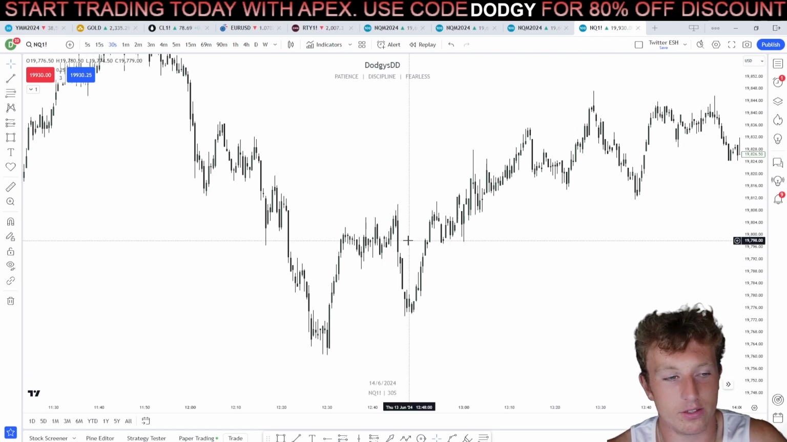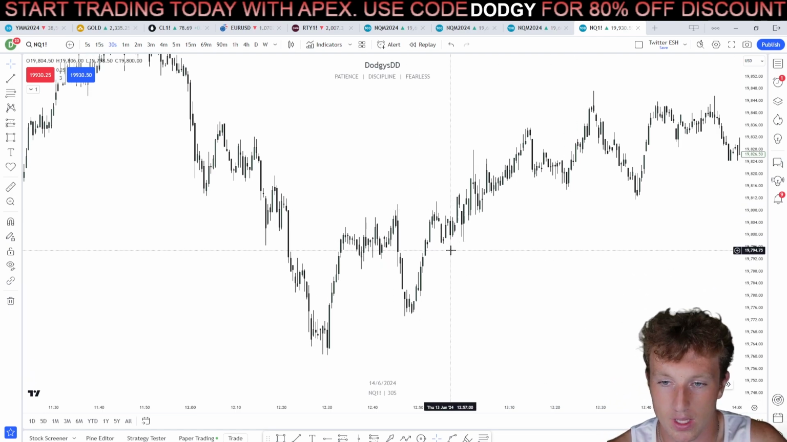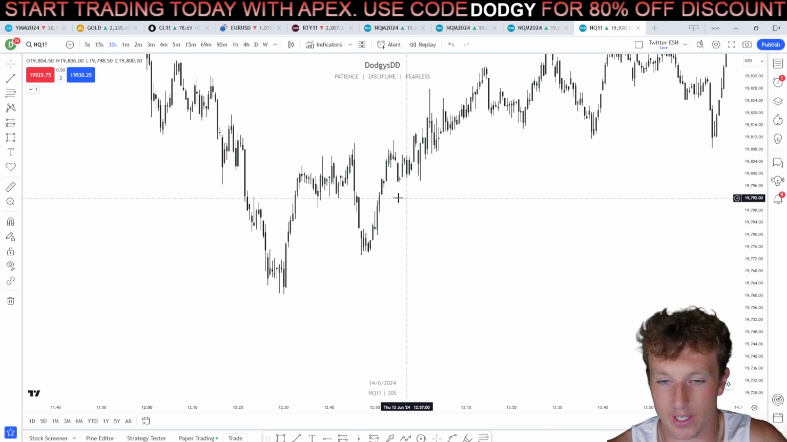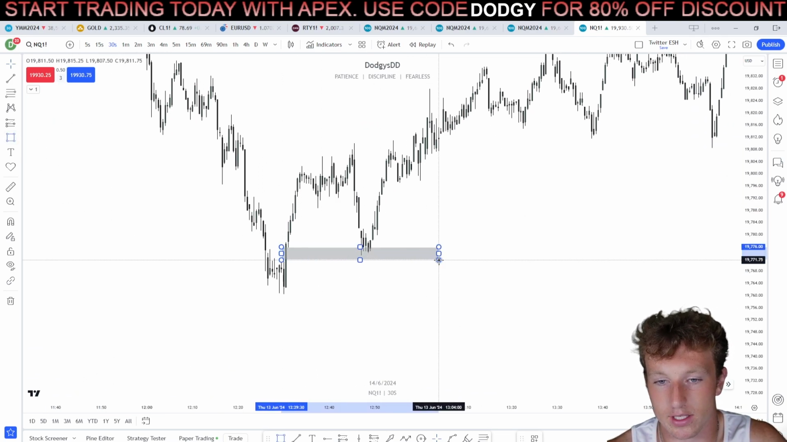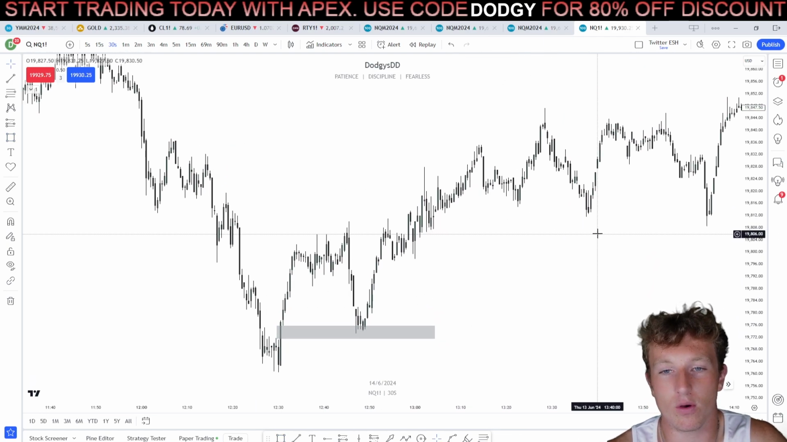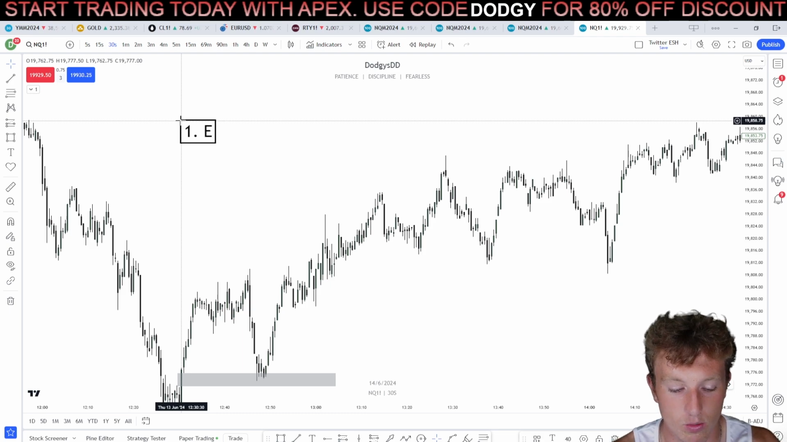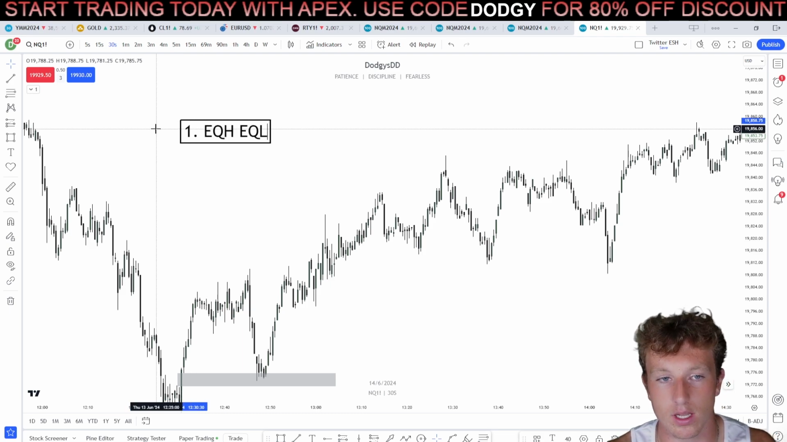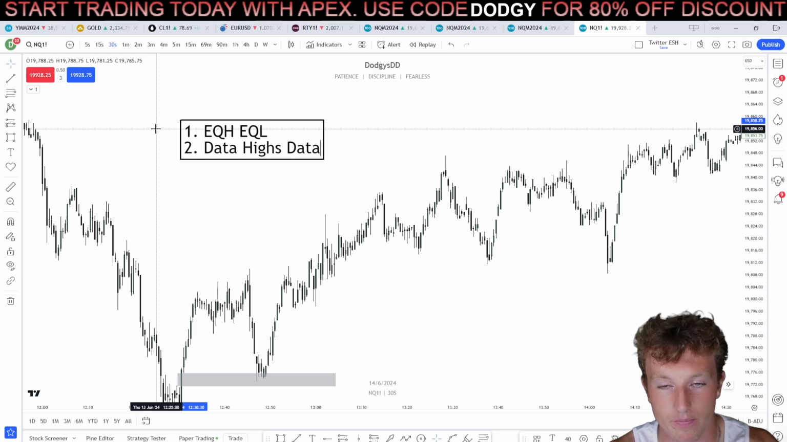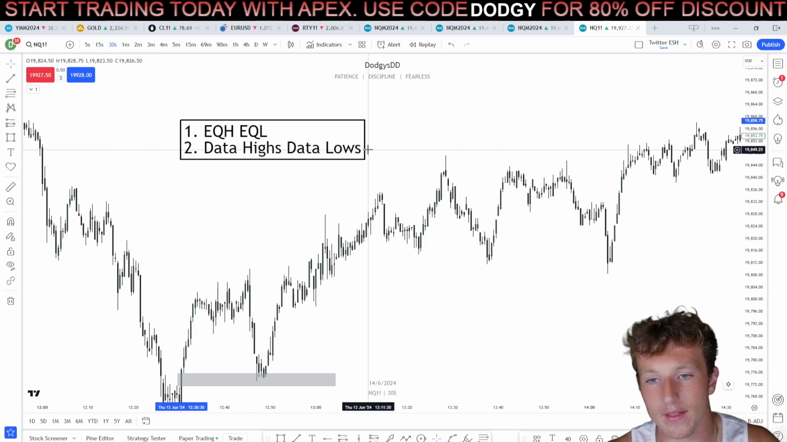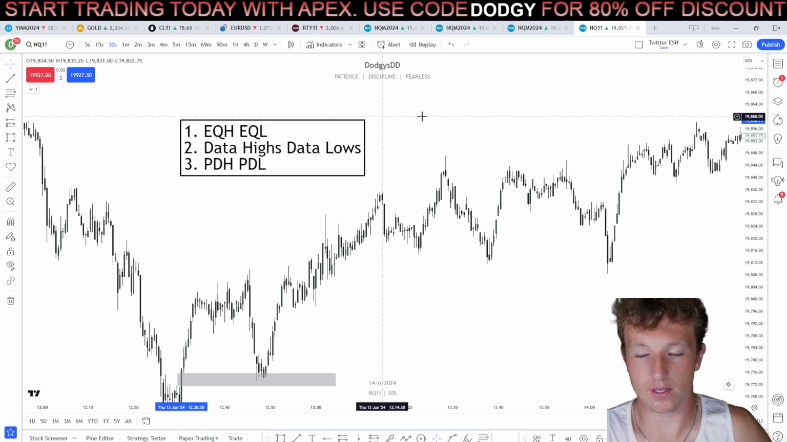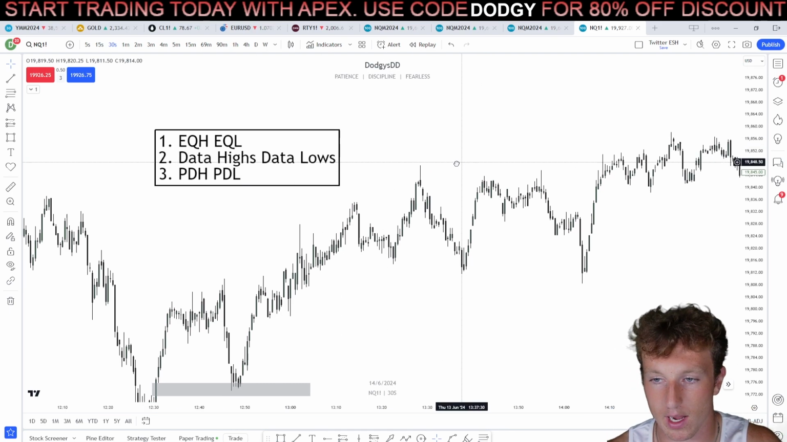The first time I look at the charts and look for an entry, I always make sure there's an obvious target, right? There may be a lot of entries like fair value gaps, like this one right here, but there's not going to be a lot of obvious targets. So I'm always scanning for one, equal highs and equal lows. And I'm always scanning for two, data highs and data lows. Other than that, I think the basic three would be previous day high and previous day low. But the first two are what I really scan for when I wake up in the morning.